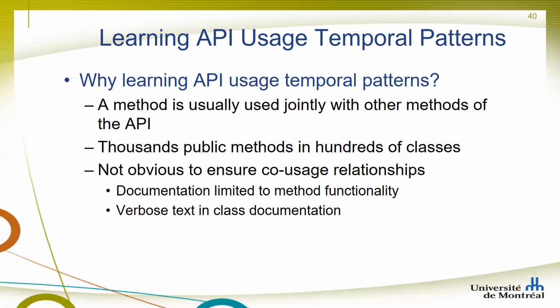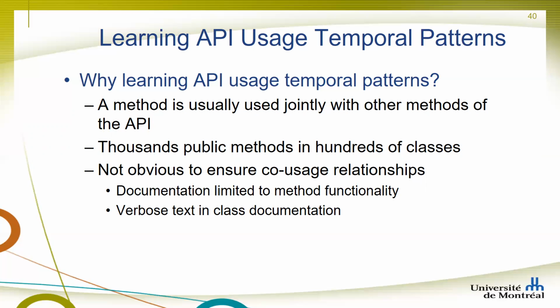Okay. So this is the last example. I will try to go very quickly. This is how to learn API usage temporal patterns. I will explain why we need to do that. Usually when you use an API, especially something that is specialized, not like JUnit, or even JUnit or other APIs, you never use only one method. Usually you have to use a set of methods in a certain order.